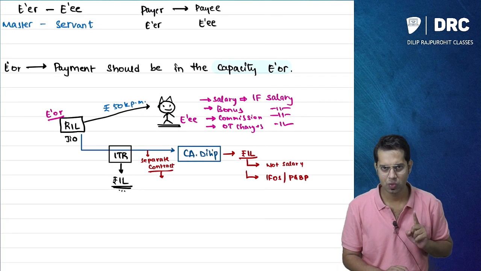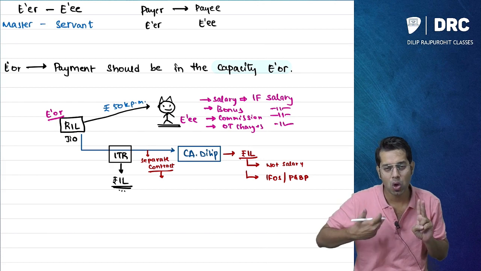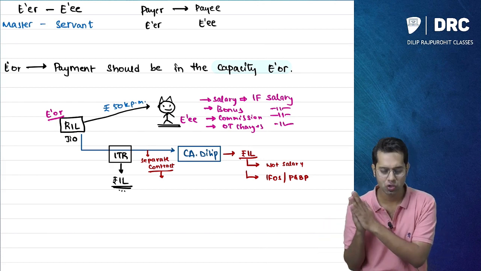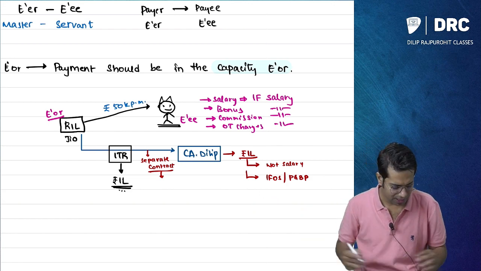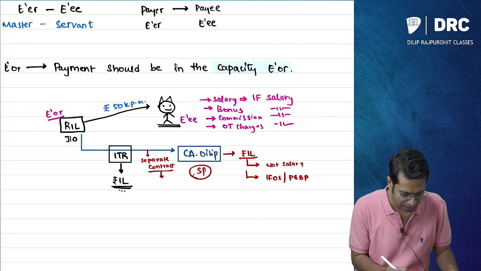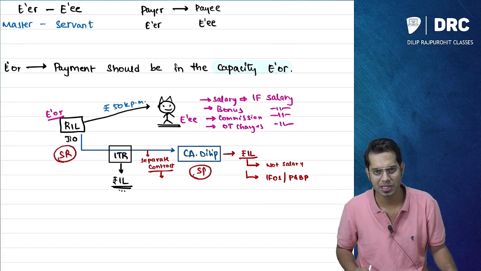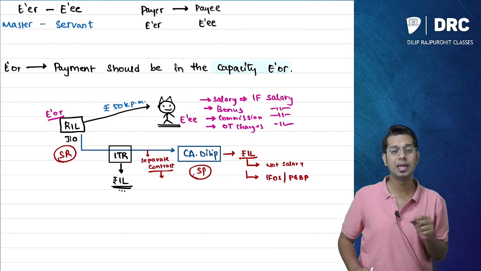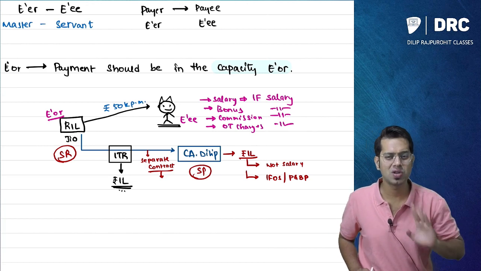Point number one, there should be a relationship, and point number two, the payment made by the employer to the employee should be made in the capacity of employer. Here there is a service provider, Mr. Dilip, and there is a service recipient, Reliance Industries. Reliance Industries is paying me the money in the capacity of service recipient.